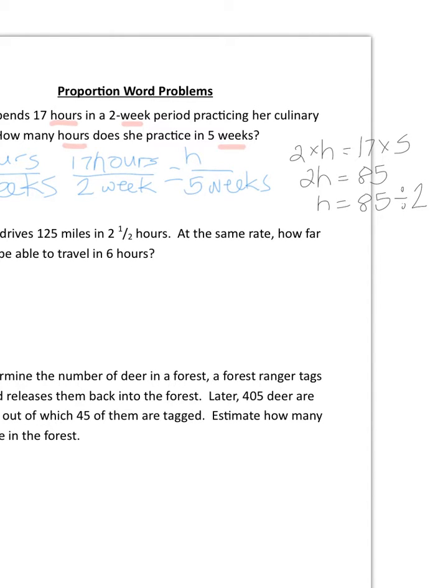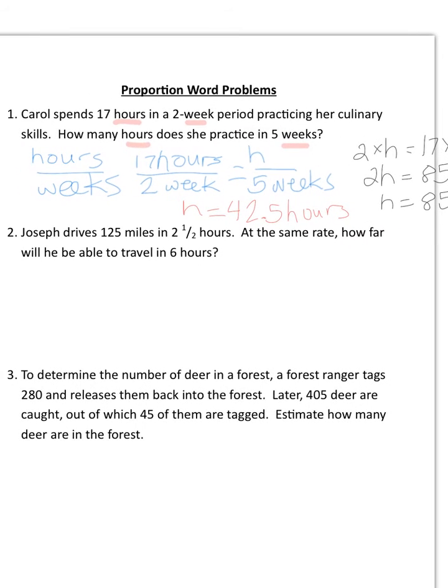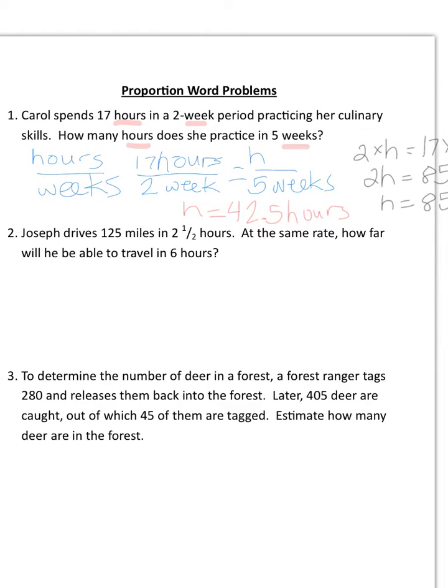And we get that h is going to equal 42.5 hours. We know it's going to be hours because look where the missing unit is. The missing quantity, it's up top for hours. We are asked how many hours does she practice? We've solved the problem correctly.